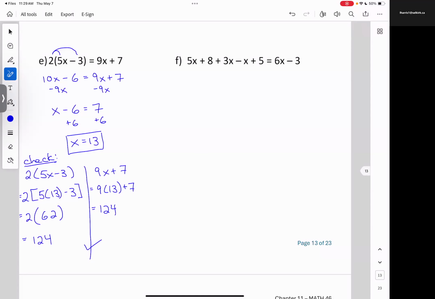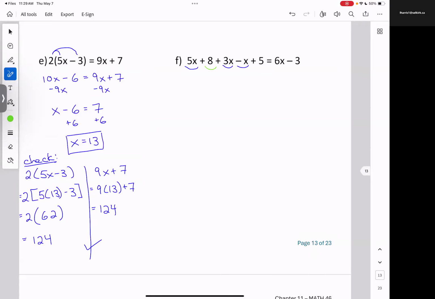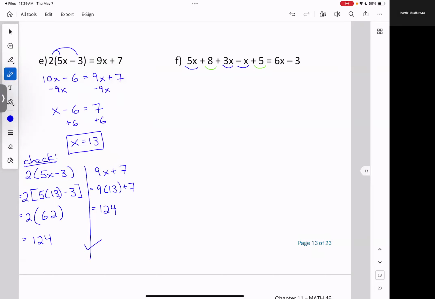Okay, next one. Step 1, distribute to get rid of any brackets. We don't have any here, so we can move on to step 2, which is combine any like terms. Here I have 3 terms on the left with x's, so those are like terms. And I also have 2 constants that are like terms. So I can combine those, which gives me 5x plus 3x is 8x, minus 1x gives me 7x, and then plus 8 plus 5 gives me plus 13.